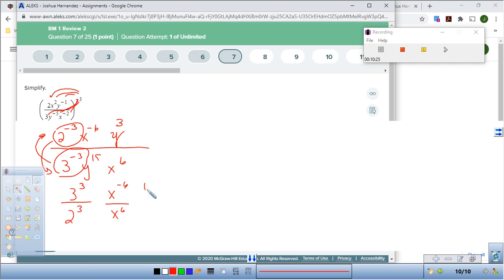For the y's, I'm going to have y to the 3rd over y to the 15th. Now, regarding that part, just clean this up right here. That becomes 27 over 8. That's 3 times 3 times 3, guys, 27. 2 times 2 times 2, 8.